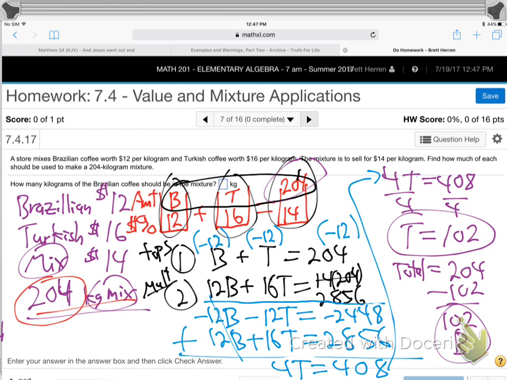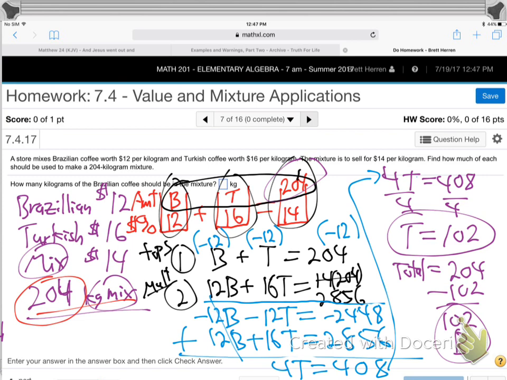Right? We want to mix some more expensive $16 coffee with some cheap stuff, $12 coffee. We want the final product to be right in the middle, so use the same amount of Brazilian and Turkish. If you wanted the price to come out closer to the Turkish, like $15, then you'd use more Turkish, right? Or closer to the Brazilian, like $13 per pound in the end, you'd use more Brazilian. Since we want it right in the middle, we use equal amounts. We could have guessed that from the beginning. It's got to be equal amounts.